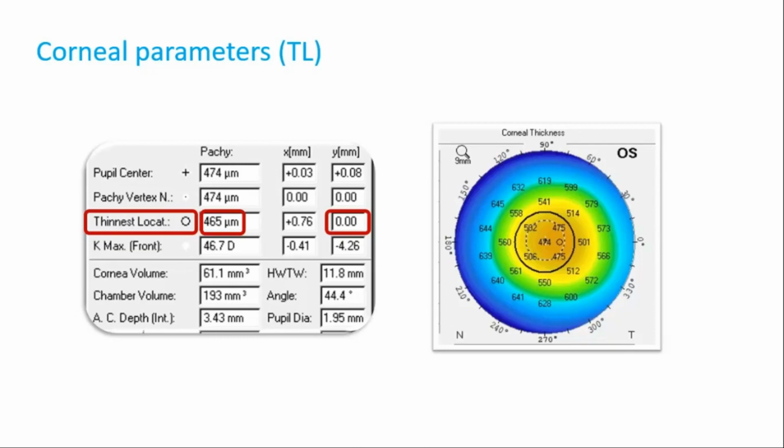In the thinnest location, among the X and Y coordinates, the important thing to see is the Y coordinate. The normal value should be less than 0.5 mm. If it is between 0.5 to 1 mm, it is a suspect cornea. If it is more than 1 mm, it is abnormal. Thinnest location also helps to monitor the progression of the keratoconus.